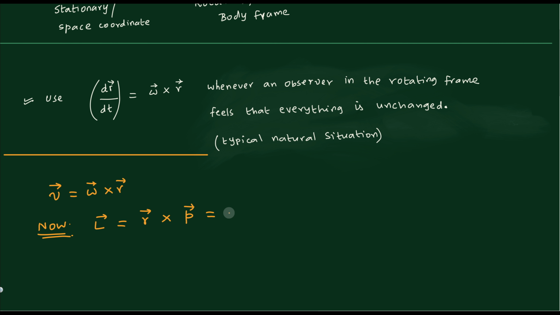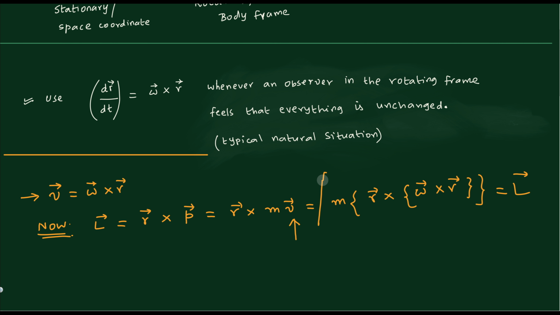Then what you do is r cross m into v for the linear momentum, and generally for situations with the mass being constant, we can write this as r cross this particular v. Now you have to see that this particular v is this one. So this is the place where we are going to substitute omega cross r here. So you can now understand where this expression is entering the picture. So ultimately we say that this is the angular momentum, and that's all about it.